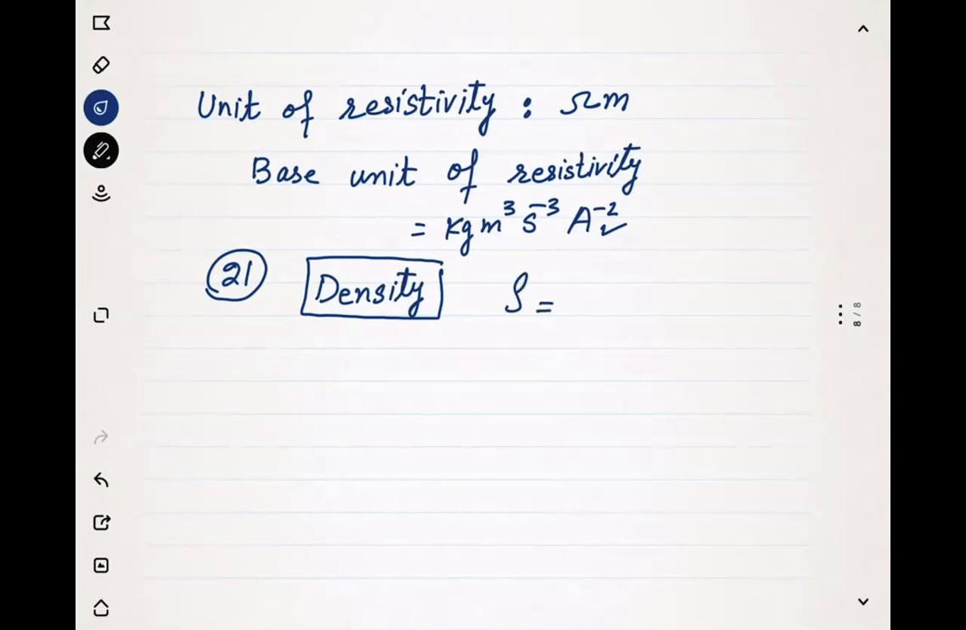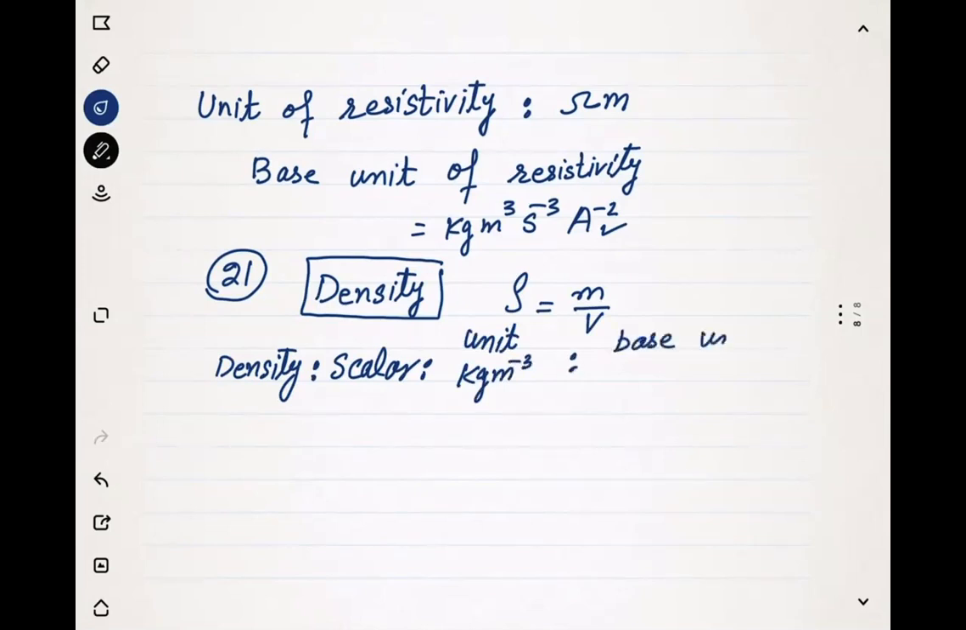The formula for density is mass over volume. So density, which is a scalar quantity, has the unit kilogram per meter cube, and its base unit is also kilogram per meter cube. So the unit and base unit of density is kilogram per meter cube. This was number 21.